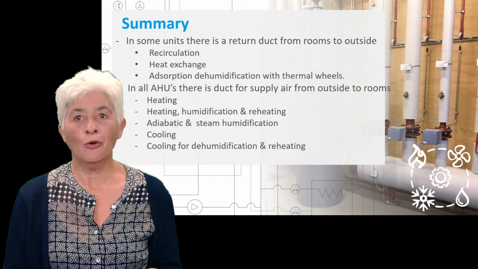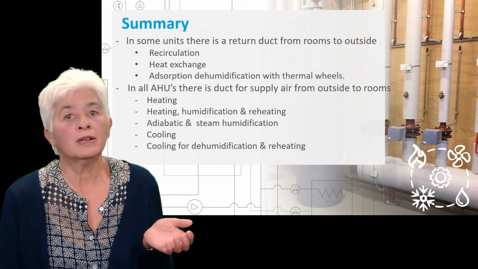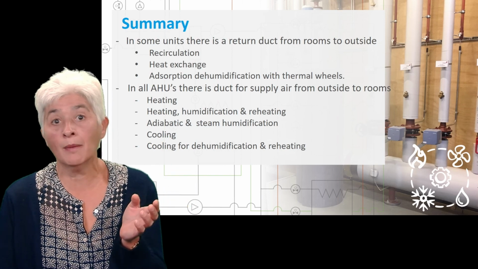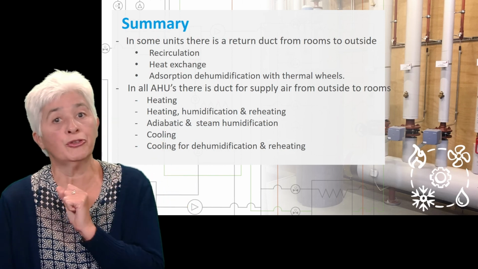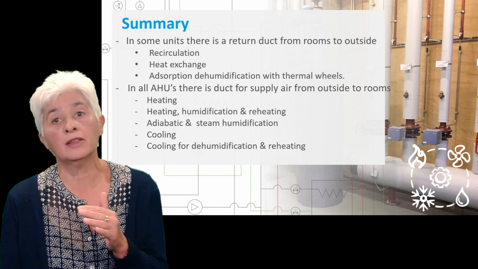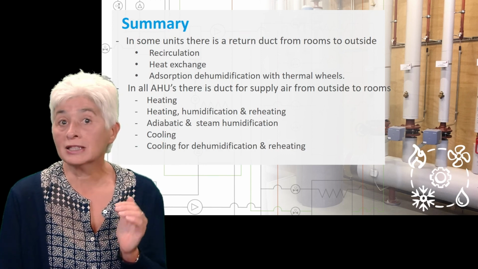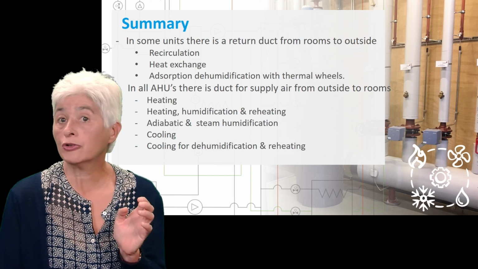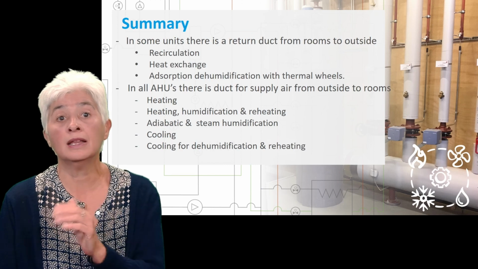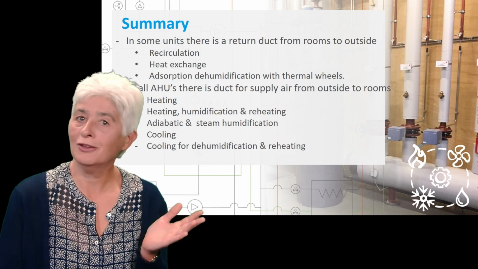Summarizing, you are now aware of all processes taking place in an air handling unit. You know which components are present in which order, and you can draw the processes in the Mollier diagram, which is very helpful for the design of such AHUs. We discussed that if there is a return pipe, recirculation and heat exchange may be applied. We also discussed dehumidification by adsorption with thermal wheels. We then focused on the handling of the supply air and looked at heating, humidification, reheating, adiabatic and steam humidification, and finally at cooling, dehumidification and reheating.